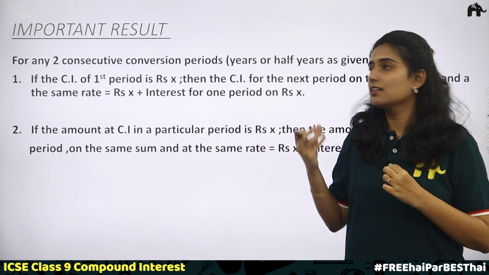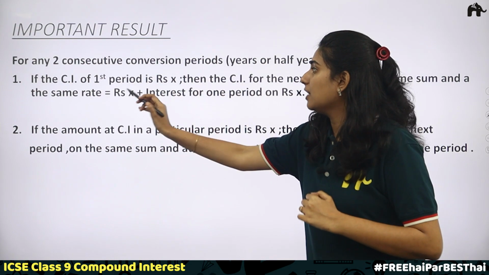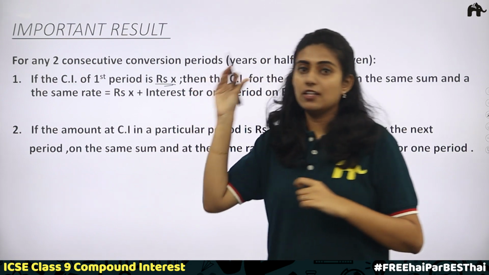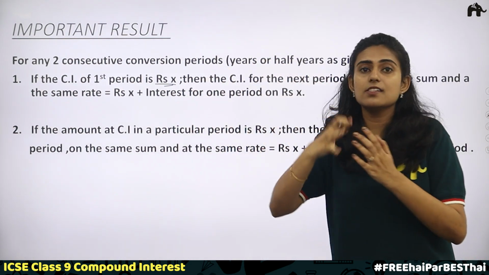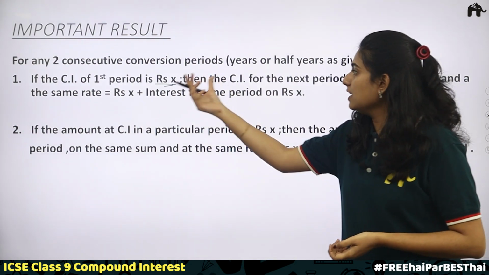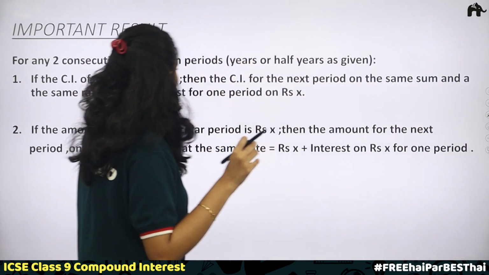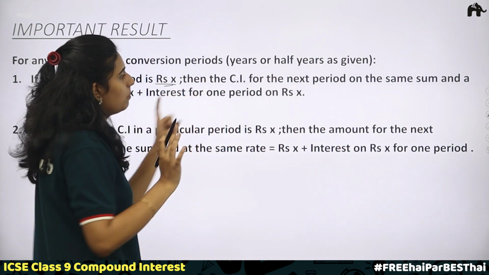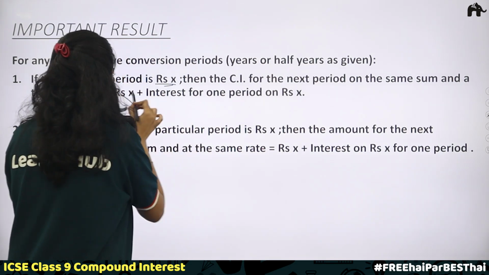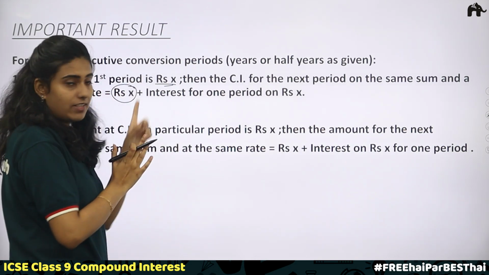So there is a better option that we can use, a simpler form. If the compound interest of the first period is rupees X, and the first period means the year that is considered, if you take two consecutive conversion periods, like the second and third year, or the fourth and fifth year, then for the second year as the first period, the compound interest for the next period on the same sum and same rate of interest we can easily calculate. First take the compound interest amount for the first period, that is rupees X. We have taken it as rupees X.